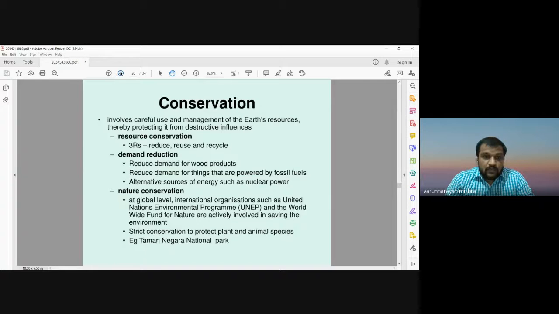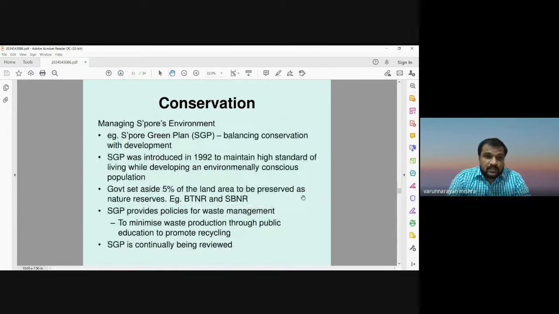Now moving to the next slide. Conservation is also about managing the environment. That is the Singapore Green Plan, SGP. SGP balances conservation with development. SGP was introduced in 1992. It is used to maintain high standards of living while developing an environmentally conscious population.